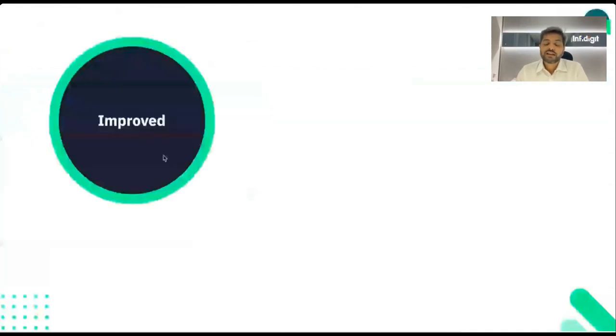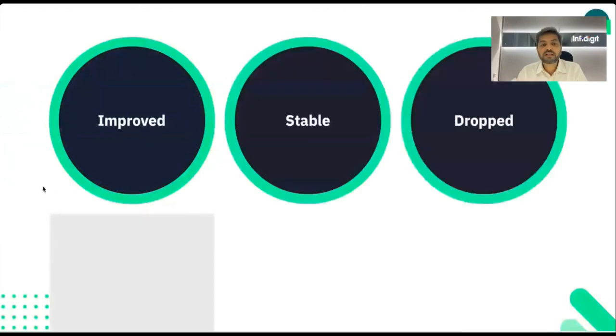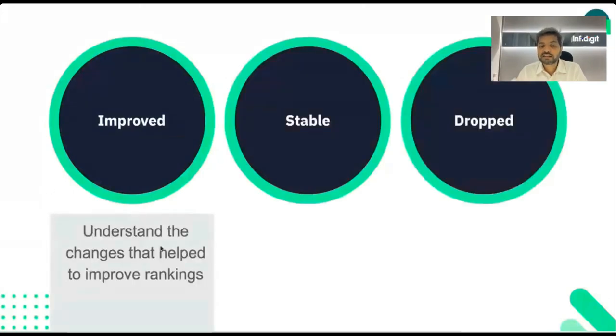Okay. Once you do this, you know that, hey, there are some keywords which have improved the ranking. Now, what do we do with the keywords where the rankings have improved? For the keywords where the ranking has improved, we will understand the changes that helped to improve the rankings. So we'll go one level deeper and try to understand how the rankings improve. Little complicated, but wait for the next screen.